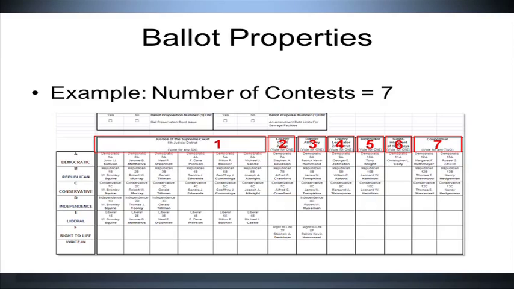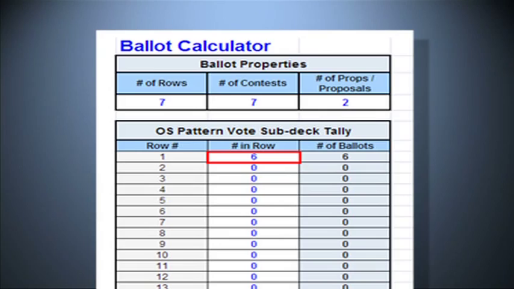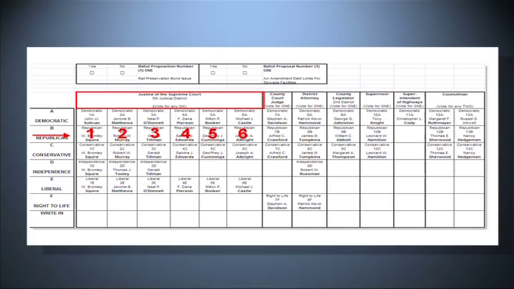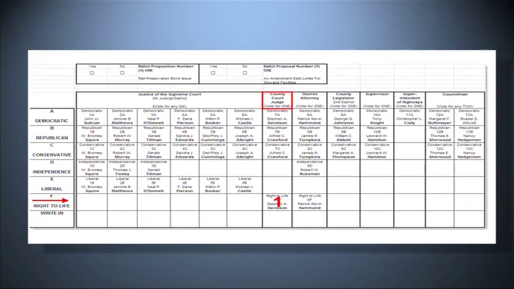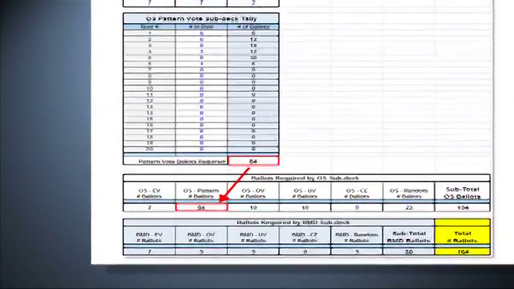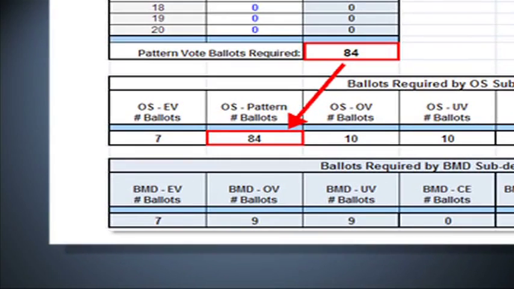To calculate the number of ballots needed for a pattern vote subdeck, begin by looking across each row on your ballot and find the contest in that row with the largest number of candidates. Next, using the ballot calculator, enter that number next to the corresponding row in the OS Pattern Vote subdeck tally grid. In this example, there are a total of 7 rows. So continue this process from one row to the next until you reach the write-in row. Once all the numbers are entered onto the tally grid, we can see that 84 ballots will be needed for this test.